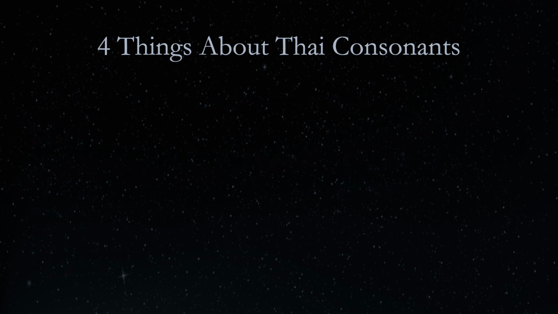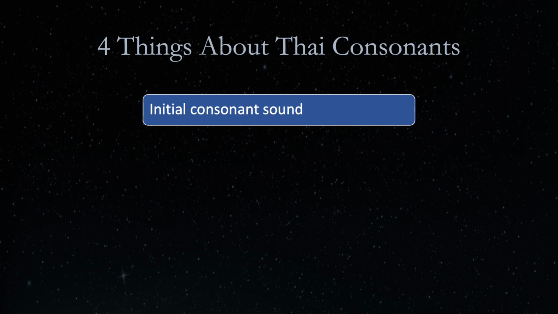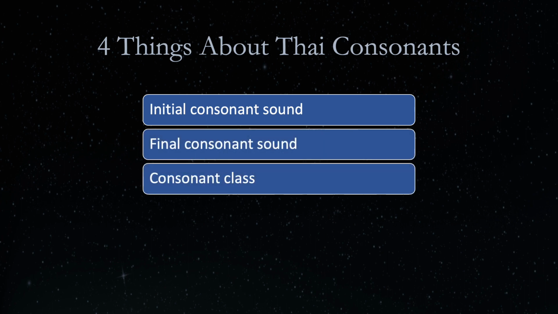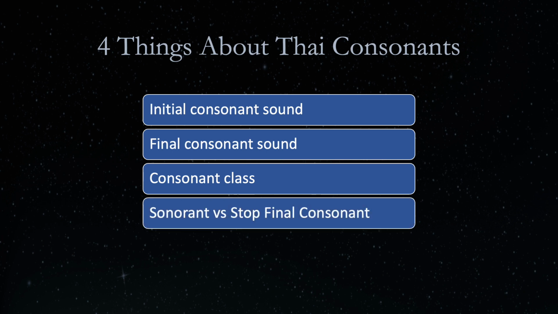Those are the 4 things you must know about every consonant in order to be able to read Thai correctly. The sound of the consonant at the beginning of a syllable, the sound of the consonant at the end of a syllable, the class to which the consonant belongs, and whether the consonant is a stop or a sonorant final consonant. In upcoming videos, we will look at the Thai consonants individually with these 4 points along with examples.